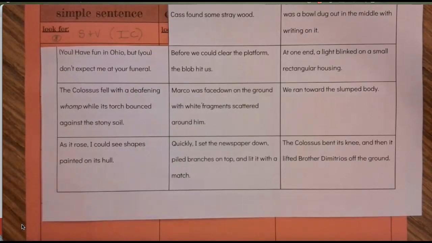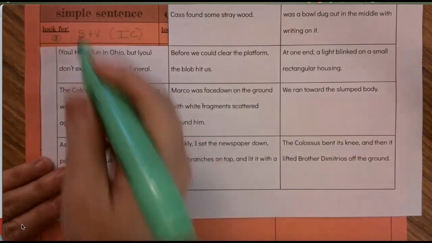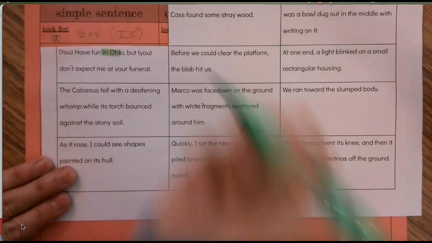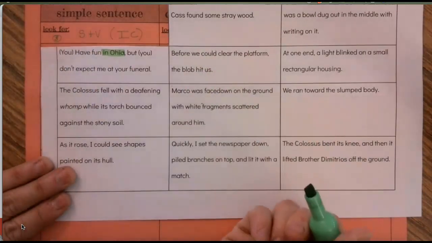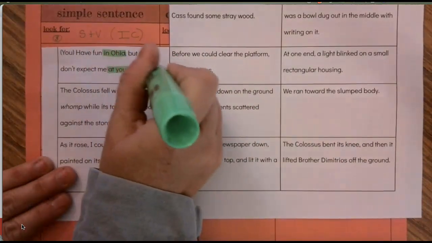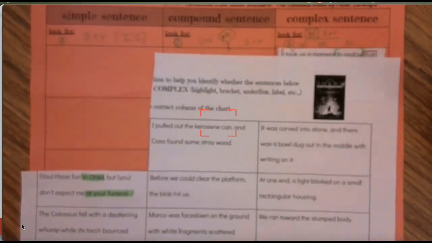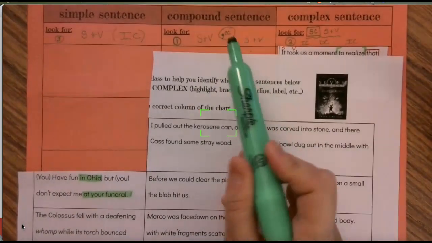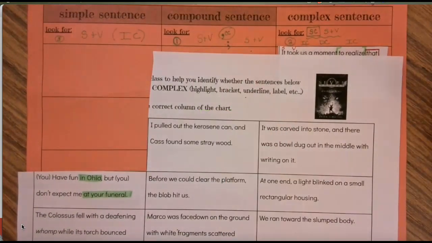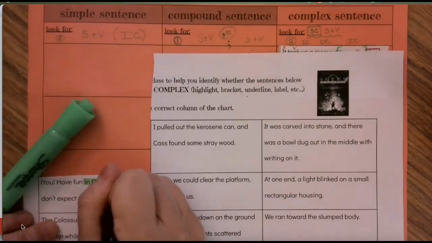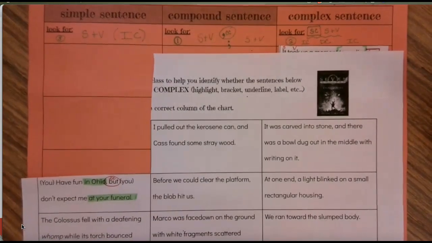So first step, always step, look for phrases. And I see in Ohio, and I see at your funeral. So now I'm going to look for my sentence types. The first one I'm going to look for is compound. I'm going to look to see, do I see a comma coordinating conjunction or a semicolon? And I do. I see a comma, but. So I'm going to circle it and label it CC.